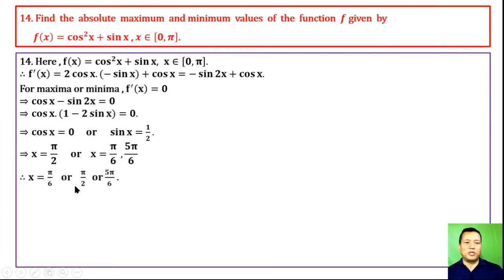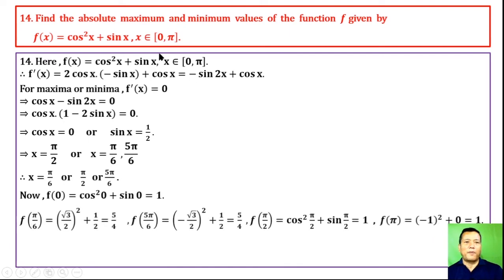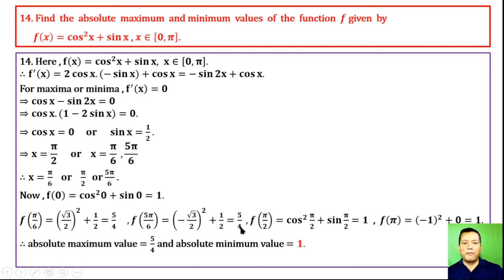When x equal to this or this. Now f of 0, from the given interval, we get 1. F of pi by 6 we get pi by 4. F of pi by 2 is 1, f of pi is 1. Therefore the absolute maximum value is the maximum of 1, pi by 4, 1, 1. The maximum out of them is pi by 4, and the absolute minimum value is 1.